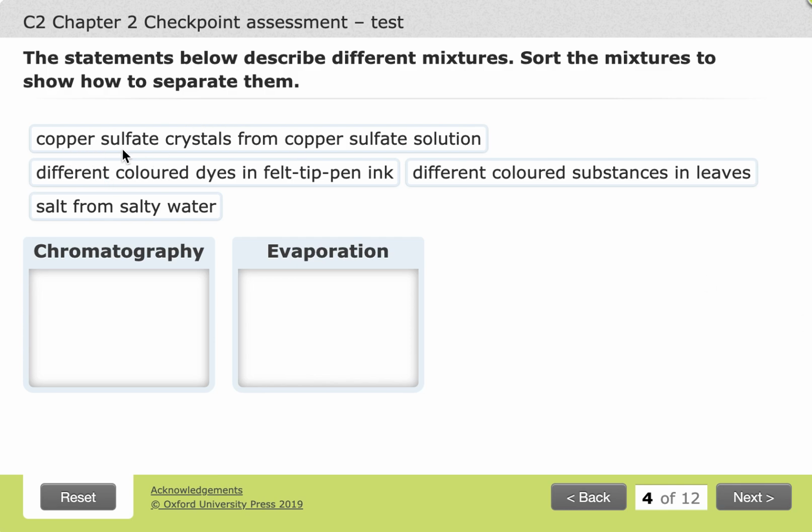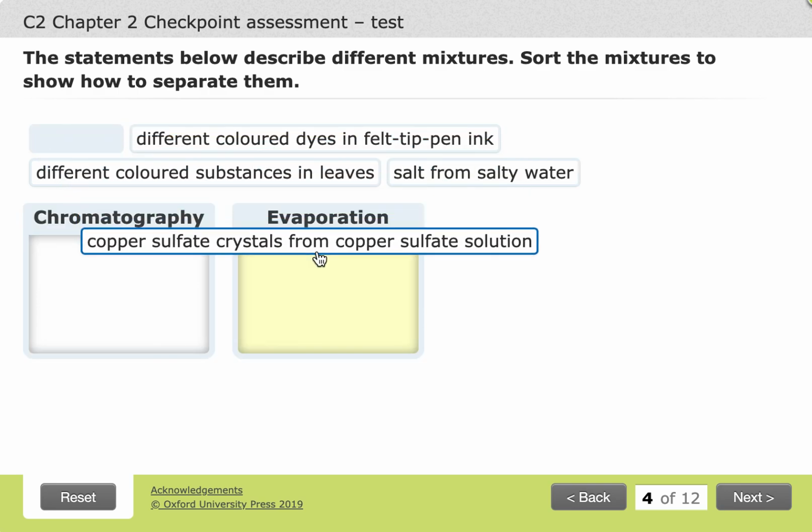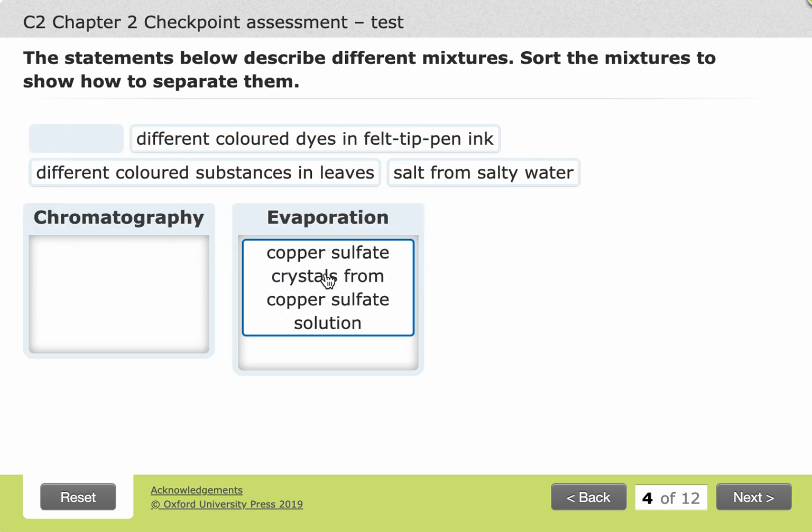In the case of copper sulfate crystals from copper sulfate solution, well, we assume here that the copper sulfate crystals have been dissolved into the solution, and therefore we would get them out by heating. We'd evaporate out the fluid part and be left with our copper sulfate crystals, which are the solute in this case, and therefore we'd use evaporation.